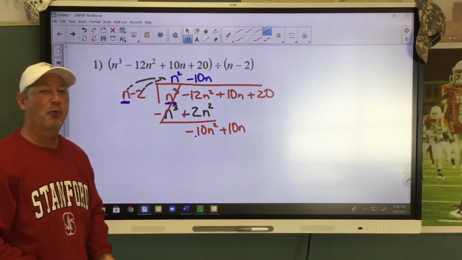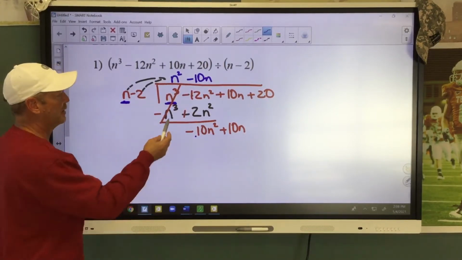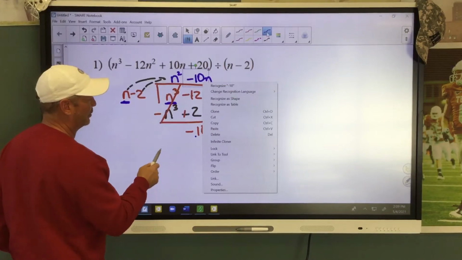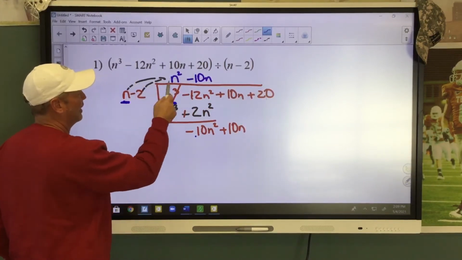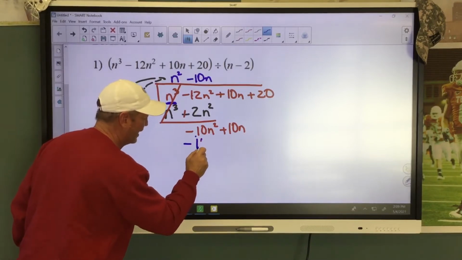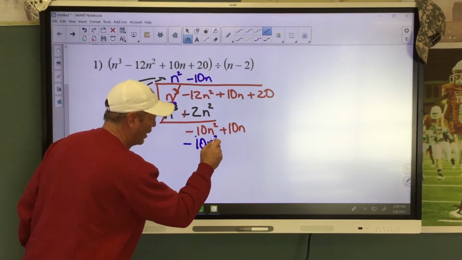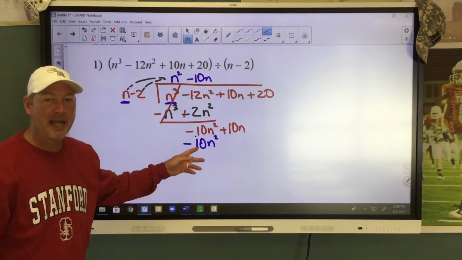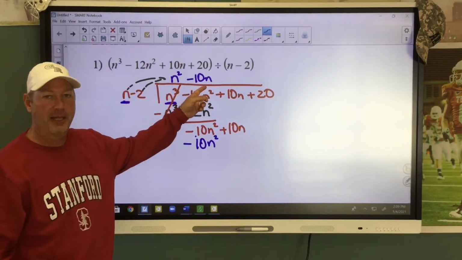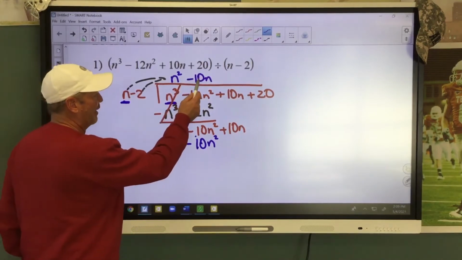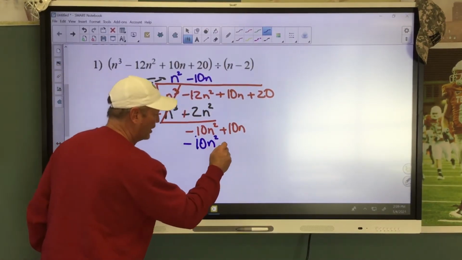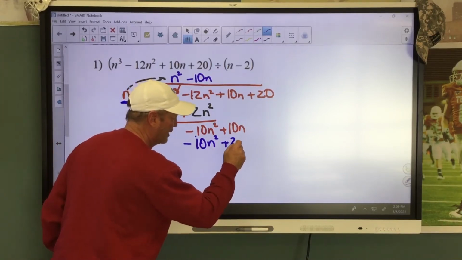So now we go backwards and we distribute backwards. We're going to say negative 10n times n is a negative 10n squared. Now again, if these aren't matching, we're doing something wrong. We've picked the wrong term to multiply times. And then we have negative 10 times a negative 2, which is a positive 20n.